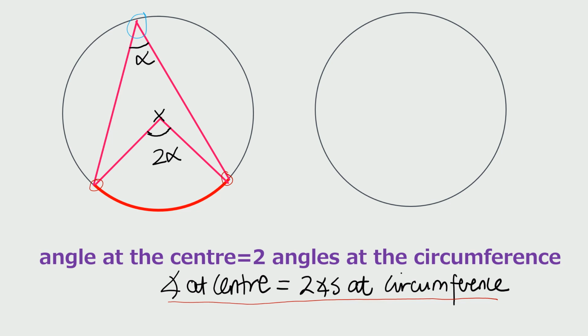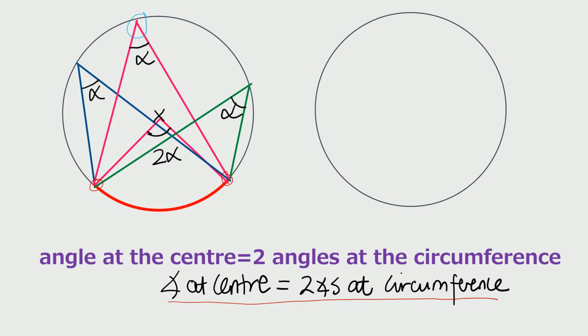From the same arc, I can find some more angles. Remember the first angle property we learned, angle in the same segment. So that will be alpha also, right? And we can have another one also, that is also alpha. So this is angle at the center equals two times angle at the circumference.